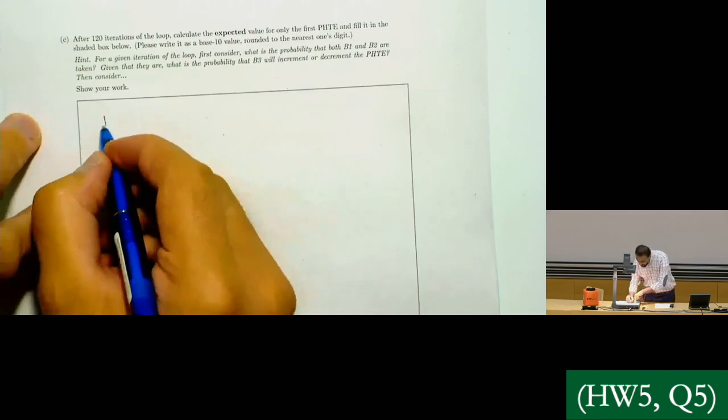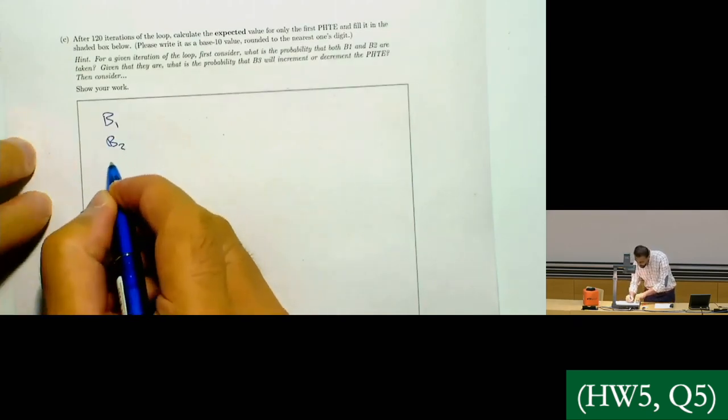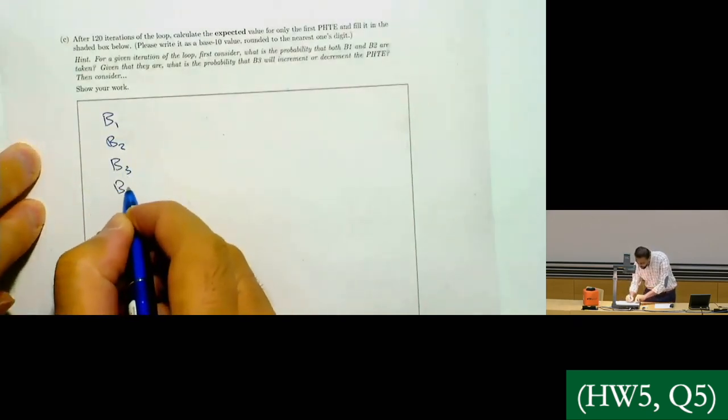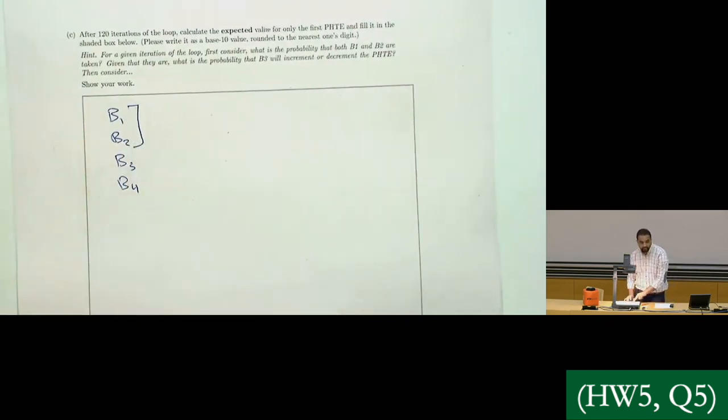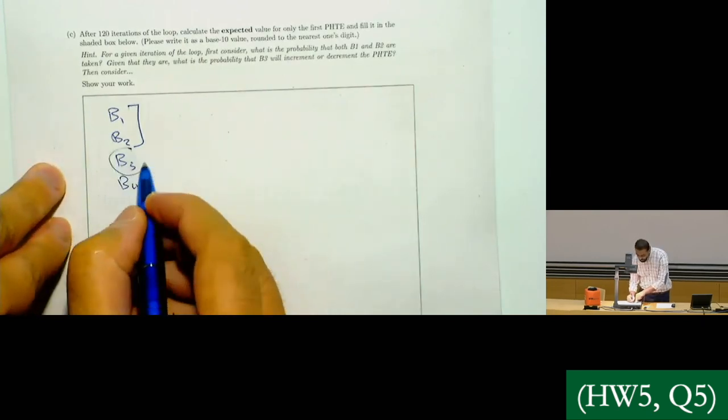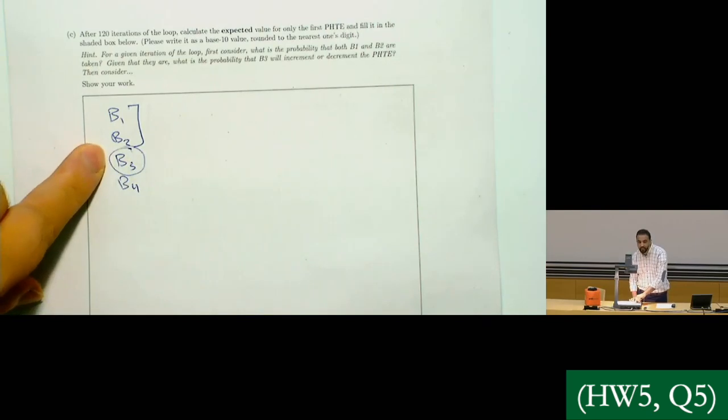Okay, so I'm having B1, B2, B3, and B4. Now let's assume B1 and B2 are taken. What will be the contribution of B3 being taken or not to the total value?